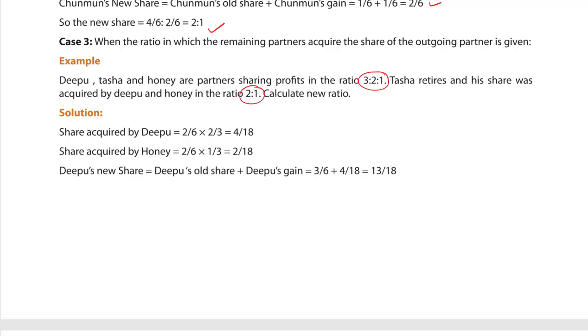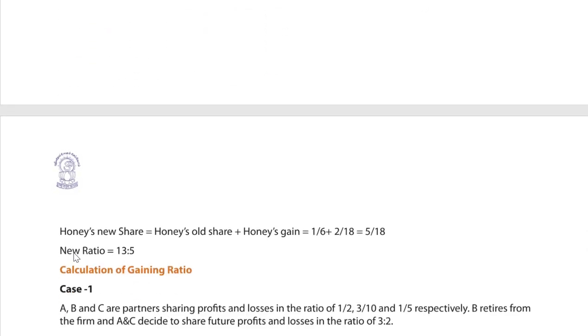Calculate the new ratio. Share acquired by Deepu is 2 by 6 multiplied by 2 by 3, in the ratio of 2 is to 1, so 4 by 18. Share acquired by Honey is 2 by 6 multiplied by 1 by 3, that is 2 by 18. Deepu's new share will be Deepu's old share plus Deepu's gain. Deepu's old share is 3 by 6 plus gain of 4 by 18. New share is 13 by 18.